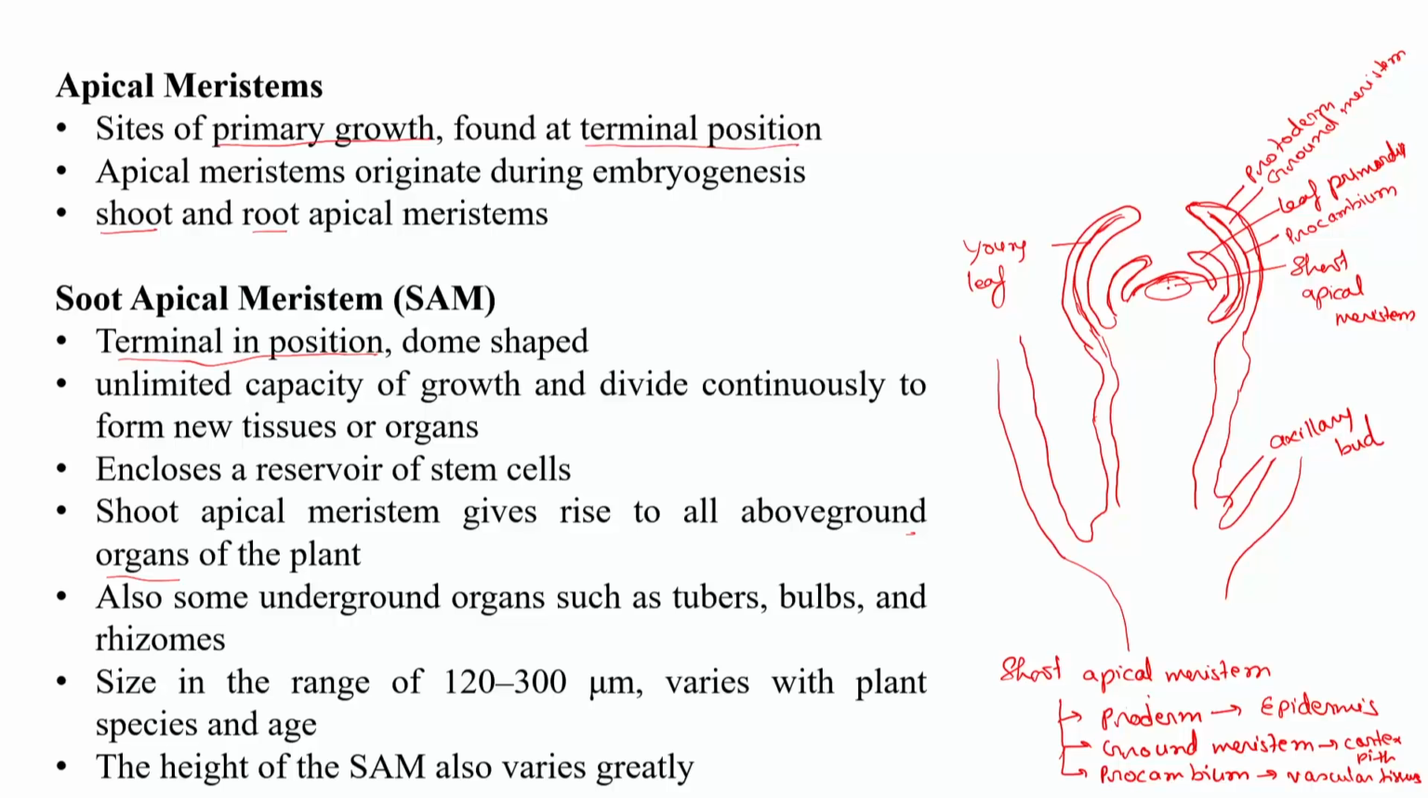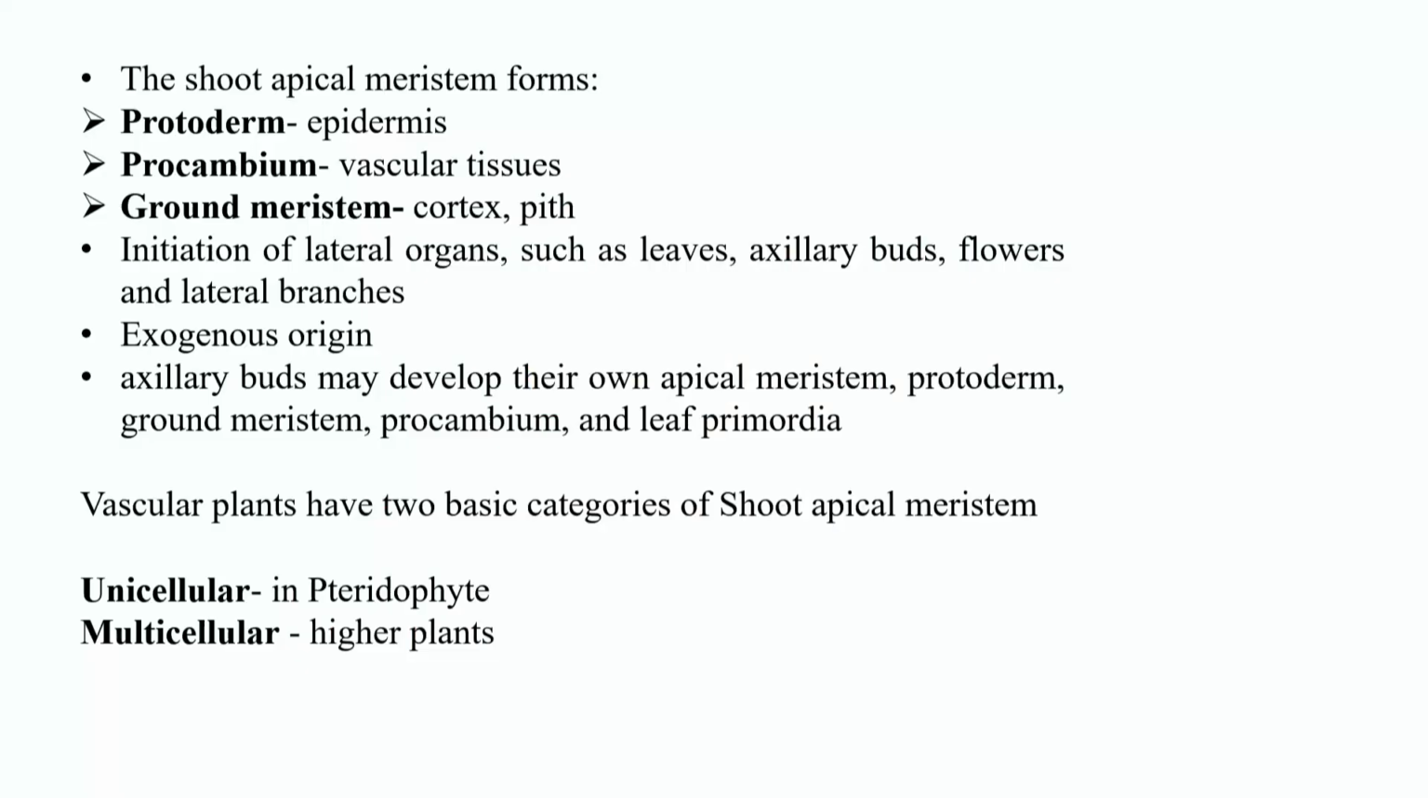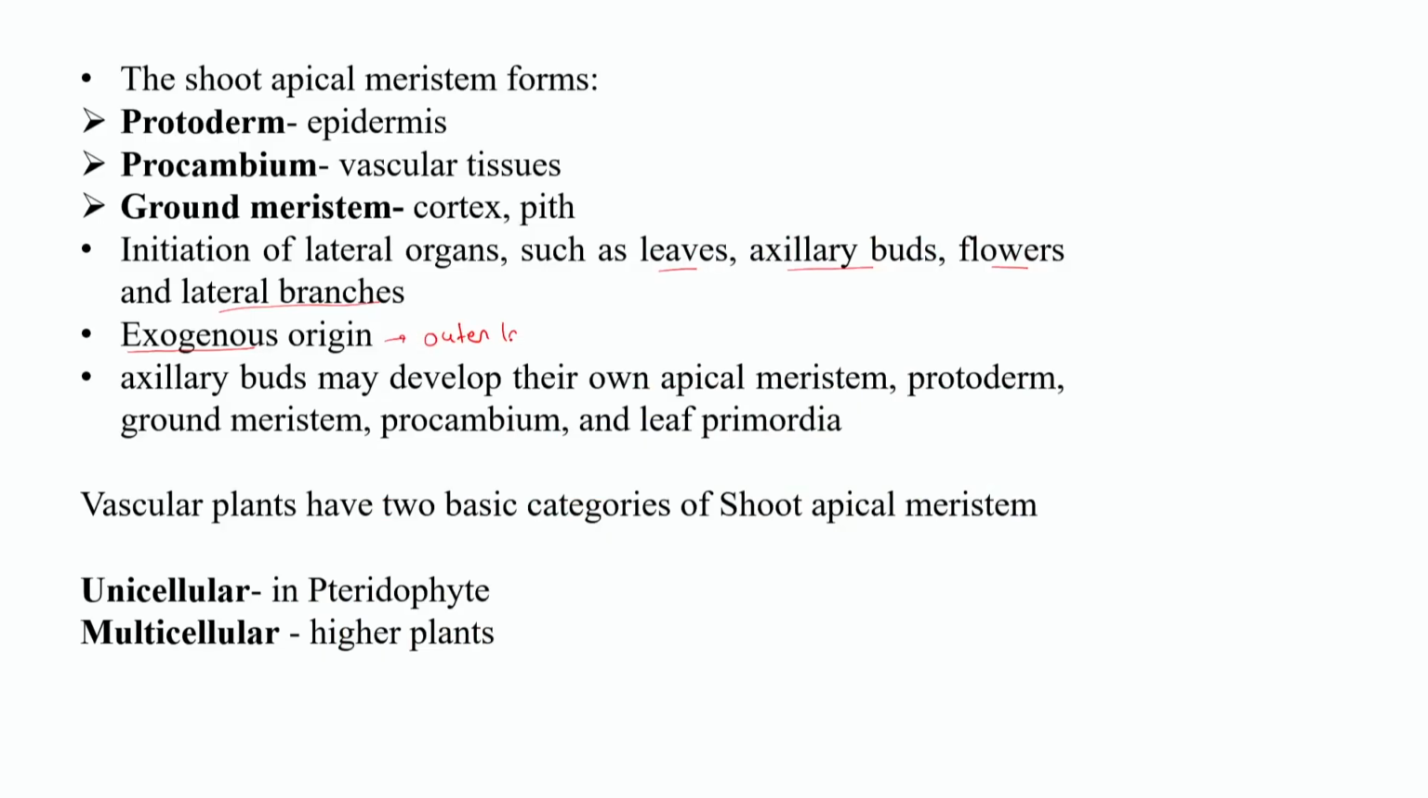Similarly, the height of this apical meristem can also vary depending on the age and the species of the plant. Now, we have discussed that this will give rise to protoderm, procambium and ground meristem, and lateral organs such as leaves, axillary buds, flowers and lateral branches all come out from the shoot apical meristem. It's important to note here that these lateral appendages which are coming out are exogenous in origin, which means they originate from the outer layers.